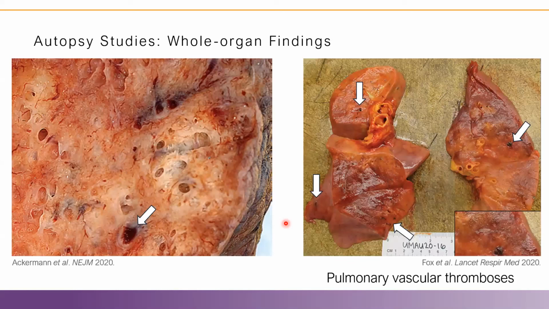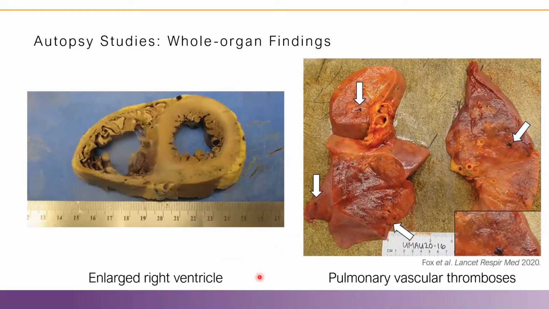I'm showing some images from two different autopsy studies. The one on the left here investigated 7 patients with COVID-19 and compared to 7 patients with H1N1 infection. The study on the right investigated 10 patients who had passed from COVID-19. They both commonly showed pulmonary vascular clots, which are highlighted by the white arrows here. The study on the right also performed autopsy of the heart in these patients and demonstrated enlarged right ventricles.